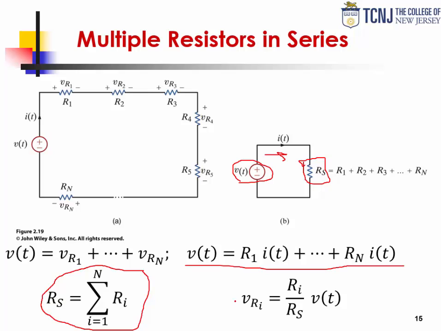Also, we can say that from a voltage divider perspective, the voltage across an individual resistor is that resistor divided by the total resistance times the total voltage. So that would be the voltage division equation for an individual resistor in the loop.